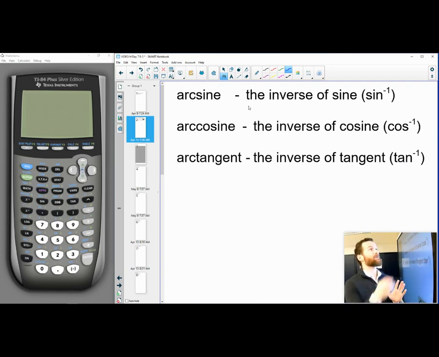Now, I'll be honest with you. I hate this notation. I absolutely can't stand it. But why is a story for another video. But just know that whenever I'm doing these problems, I'm never going to write sine -1. I'm always going to write arcsine, arccosine, and arctangent.